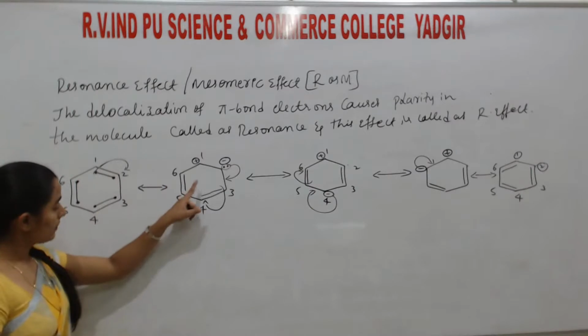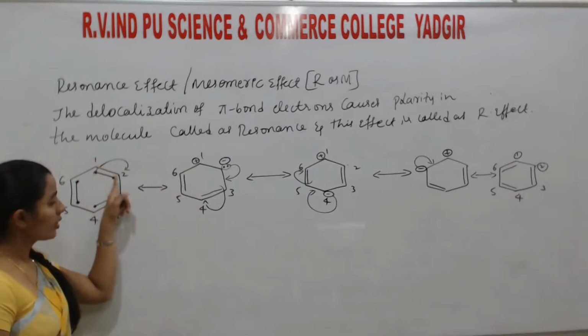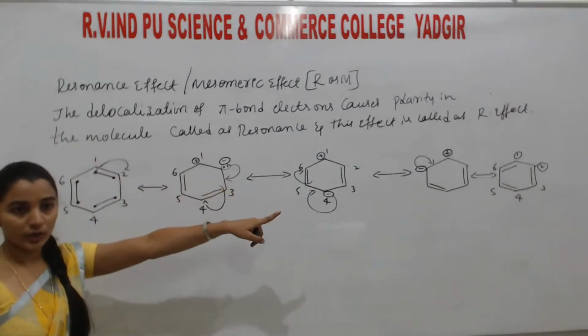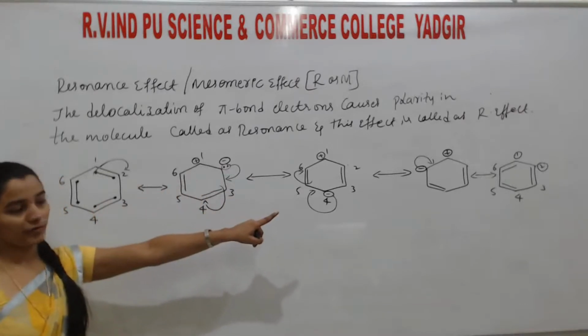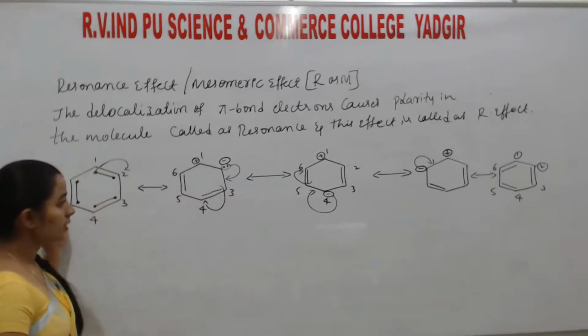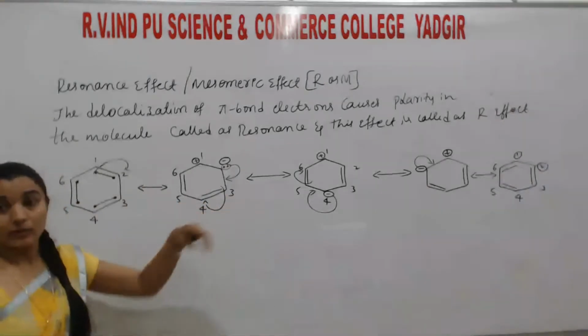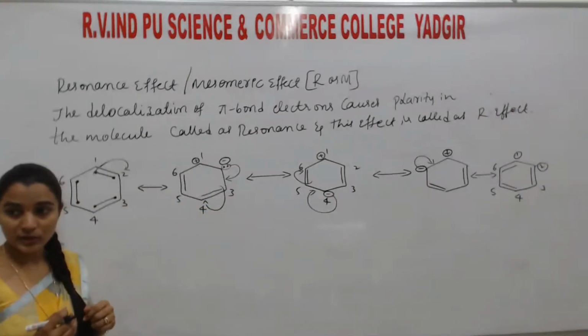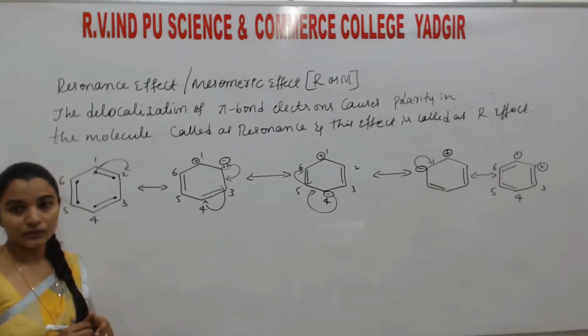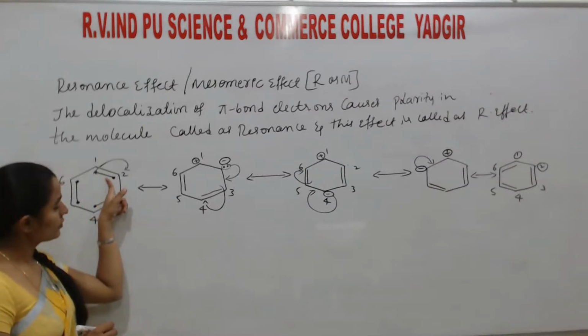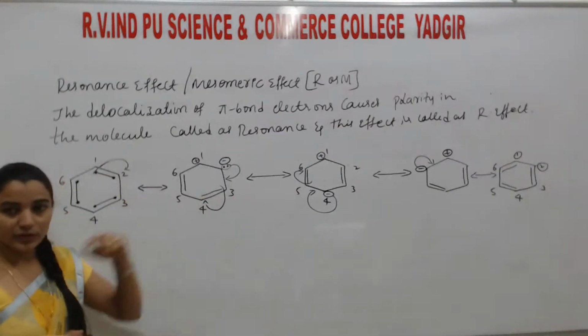Initially, the position of the double bond is between carbon atoms 1 and 2, then 3 and 4, and 5 and 6. In the final structure they are at 2 and 3, 4 and 5, and 1 and 6. Meaning the position of the double bond changes. That is what? Delocalization. This is the initial position, that is the final position.